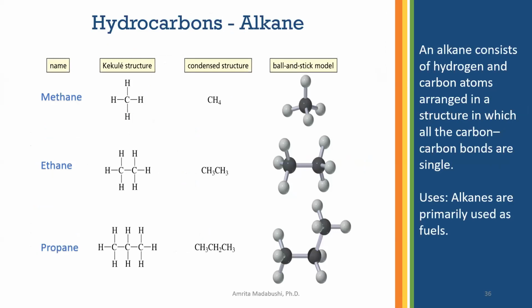And also for your convenience, you have ball and stick models here, so that you can see the black balls are carbons and the gray balls are hydrogen. So that is how they are combined, and they form methane, ethane, and propane. Are there any questions on this slide about the alkane? Or is there anything confusing here?